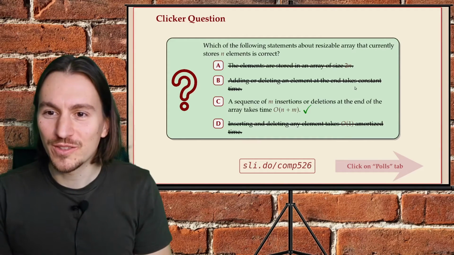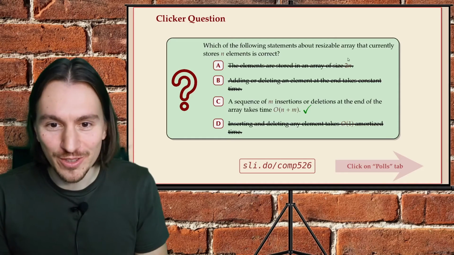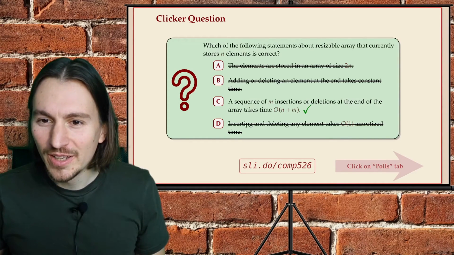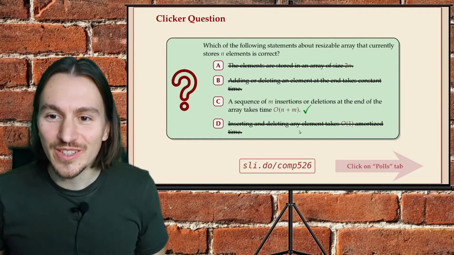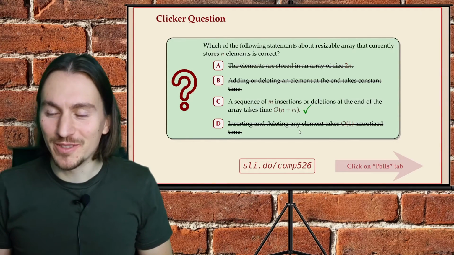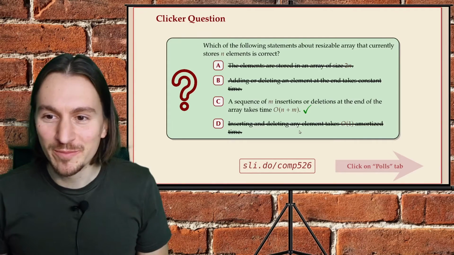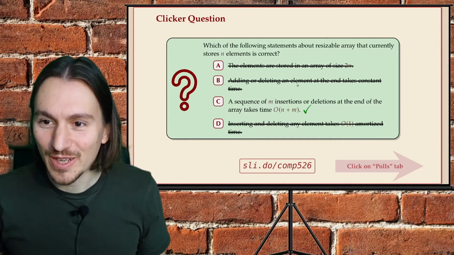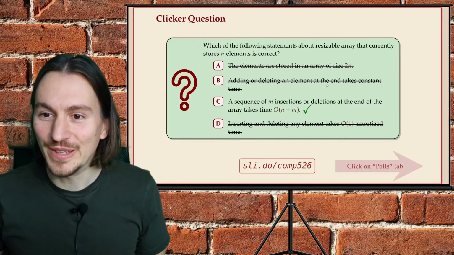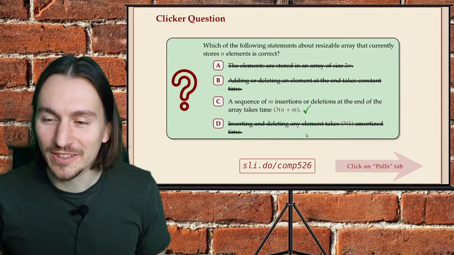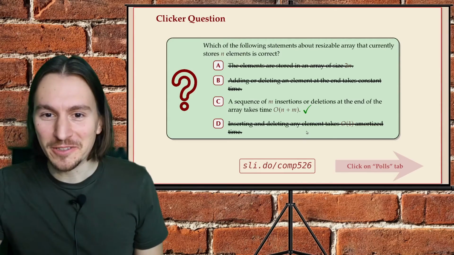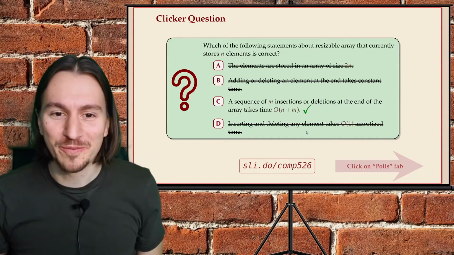And that's not true, because in a resizable array, if we have to resize, it's expensive, takes linear time, as we'll discuss. And the last point is, inserting and deleting any element takes order 1 amortized time. If this was combined with the second answer, it would be true. The last element can be deleted in amortized constant time. I cannot take out any element in the entire array. I would have to shift the rest over.